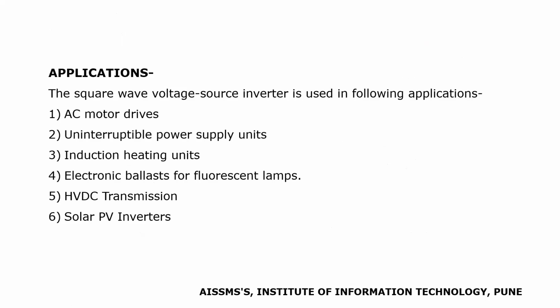Now, what are the various applications of a voltage source inverter? A square wave voltage source inverter is used in applications such as AC motor drives, uninterruptible power supply units, induction heating units, electronic ballast for fluorescent lamps, and HVDC transmission. It is also used as a solar PV inverter. So this is all about the working of a single phase voltage source inverter connected to our load. Thank you.